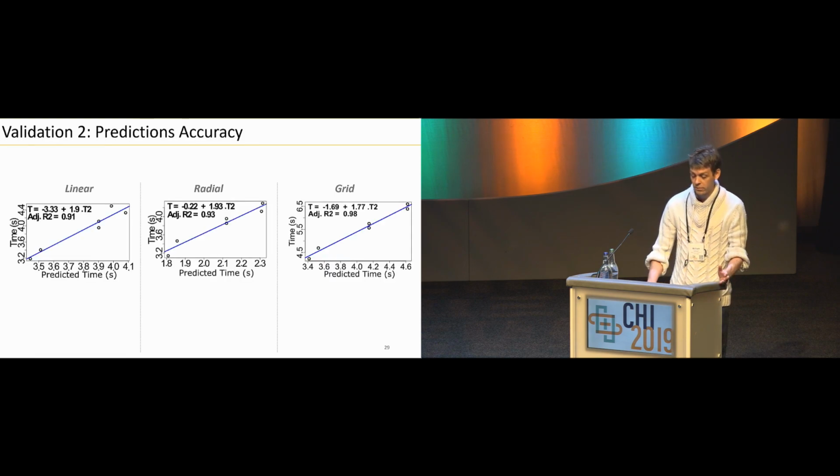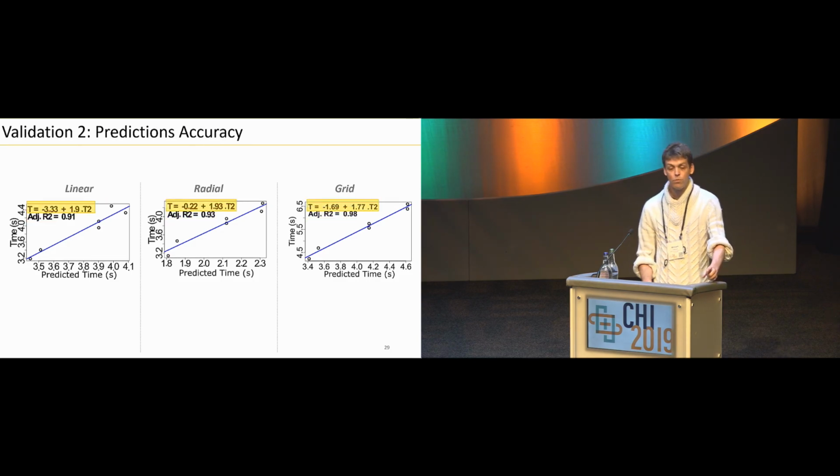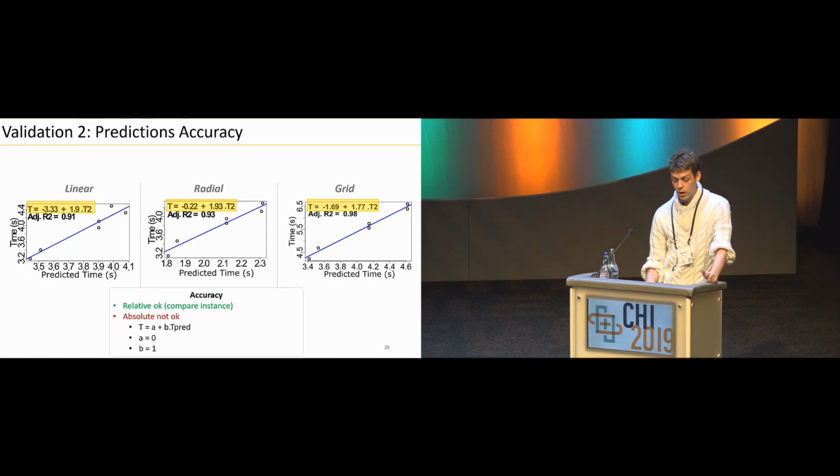And here are the results for the linear regressions of the actual empirical selection time according to the predicted selection times, with adjusted R squared of 0.91, 0.93, and 0.98. So the model can actually be used to compare hierarchy instances between themselves. However, the absolute predictions are not perfect. Otherwise, the linear equations would give us an intercept of 0 and a slope of 1. And this is not the case, and most likely due to our approximations.